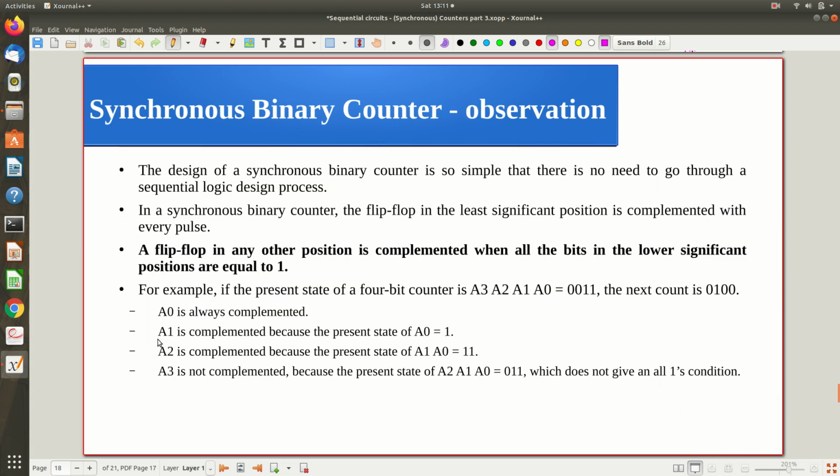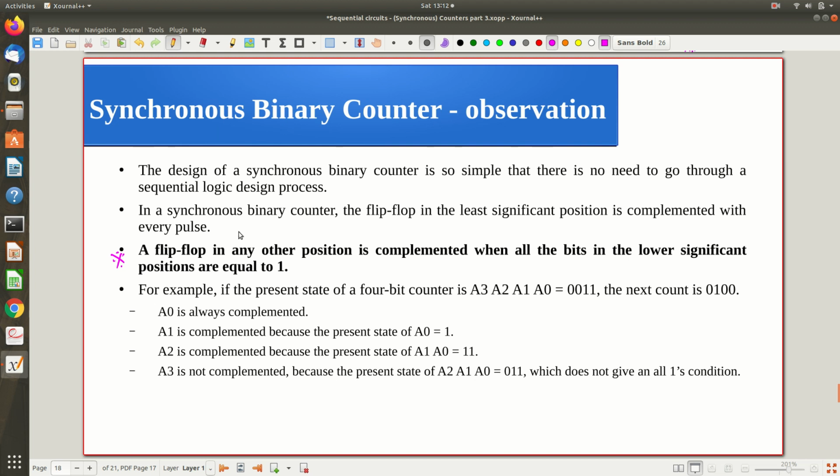In a synchronous binary counter, the flip-flop in the least significant position is complemented with every pulse. That is what we understood. That is why the TA0 we connected as 1. So the flip-flop in any other position is complemented when all the bits in the lower significant positions are equal to 1. This is very important, and this is the final observation that is helping us to have the circuit. If I want to know the status of the bit Ak, if A0 to Ak minus 1, all the bits following it are all 1, that will toggle the kth bit. So that is the idea.